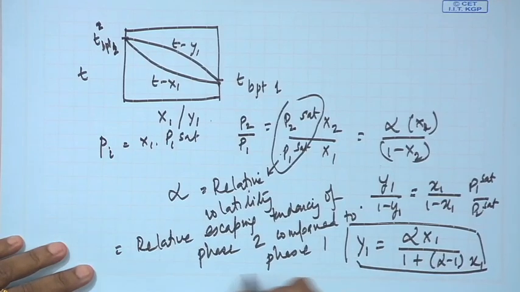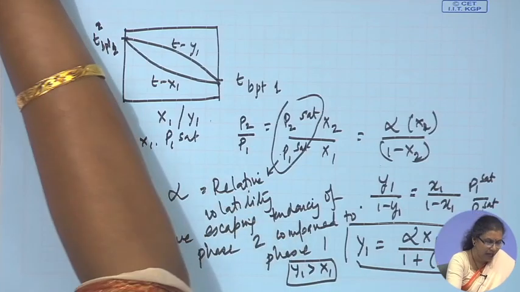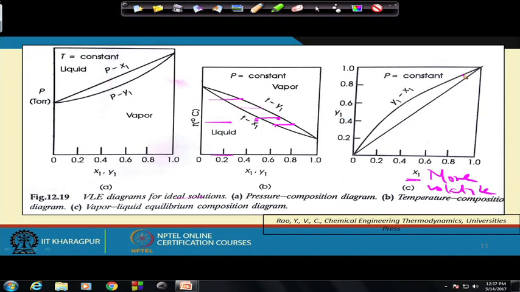From where we know that y1 will always be greater than x1, right. And therefore, we find that we always get a plot which is sort of a hyperbolic curve, and for all particular cases except for x1 equals 0 and x1 equals 1, y1 will always be greater than x1. Well, so till now, what are the things that we have done?